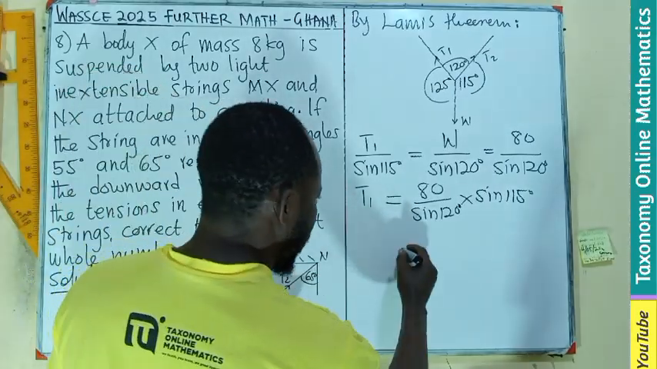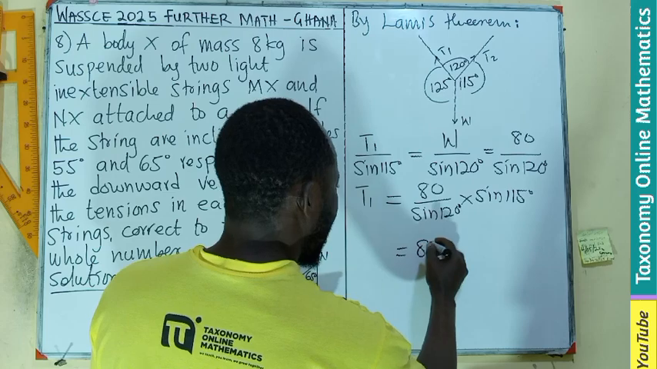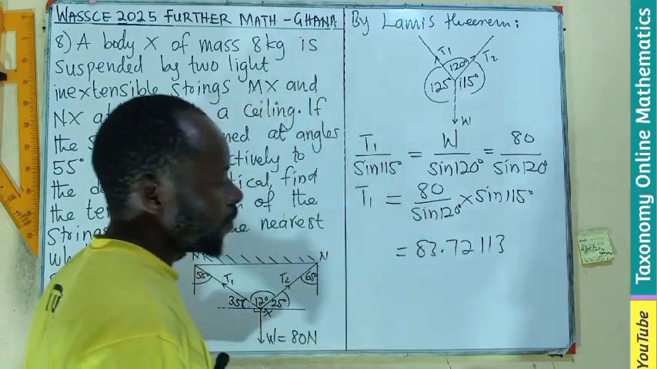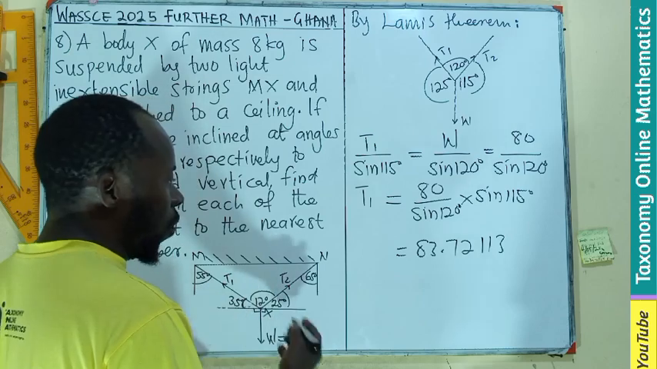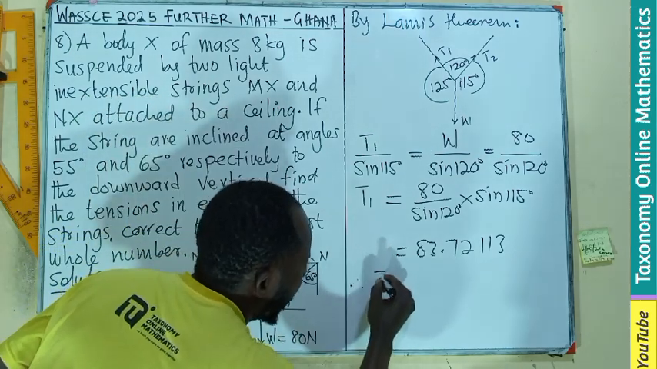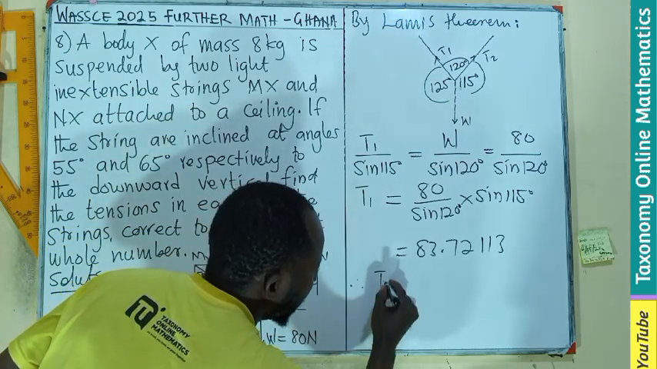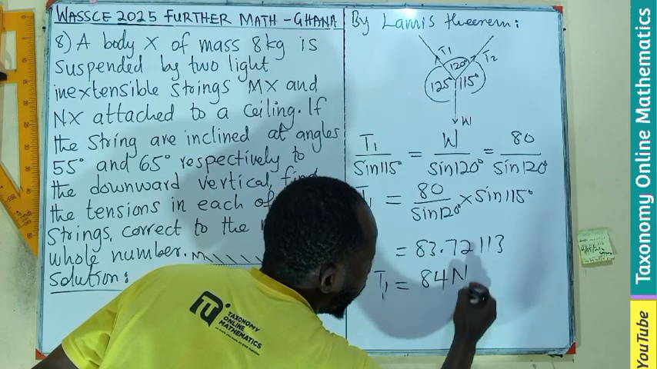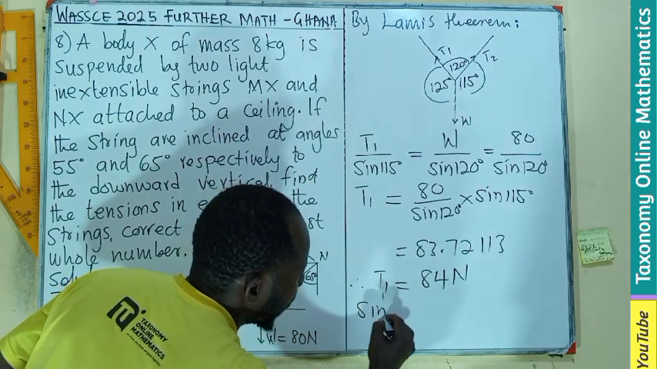And if you do that, you should have 83.72113. But we are looking for a whole number. So we can say, therefore, tension 1 is going to be 84 Newton. Let's go for the second one.